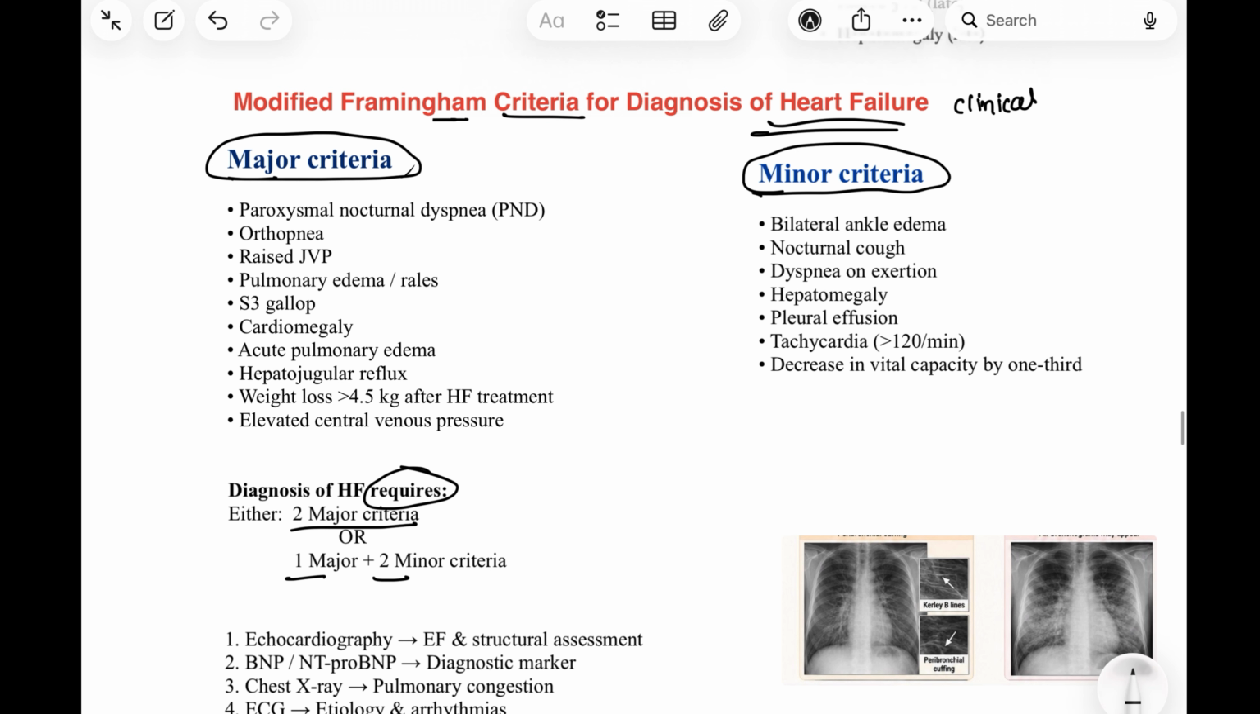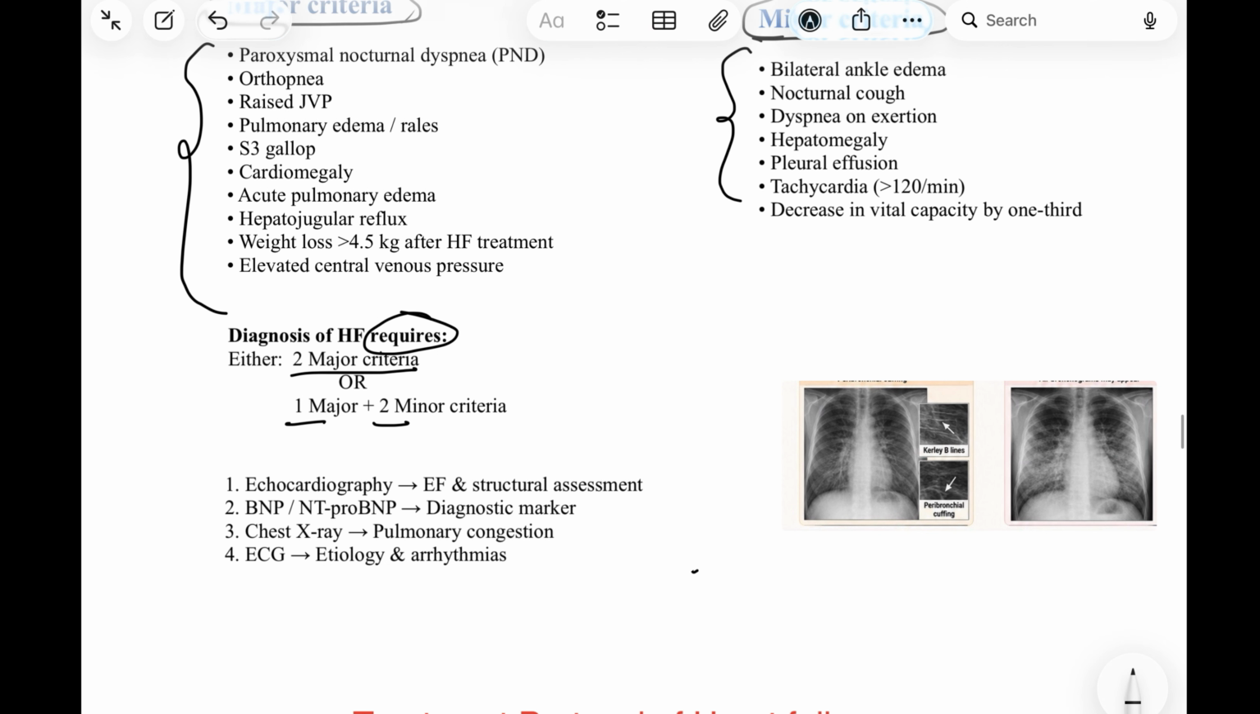These are the major and minor criteria. It is always recommended to remember them, but it is not possible to remember everything. So I'm just sticking with the two major criteria, or one major and two minor criteria, to diagnose heart failure. Okay, then we can do echocardiography, that is echo. In this we will get the ejection fraction and the structural assessment of the heart, and with this we can diagnose heart failure as well.